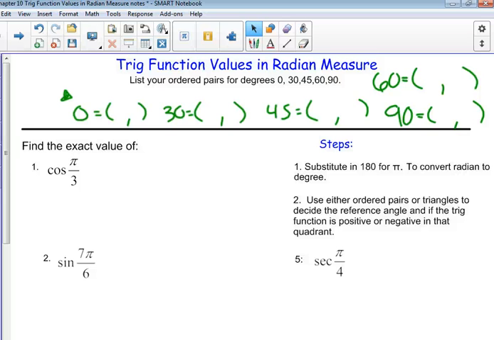Alright, so today we're talking about trig function values, but in radian measure. It's going to be important that we know all of our special angles. So go ahead and fill in your ordered pairs at all those. If you think you got it, you want to come up?